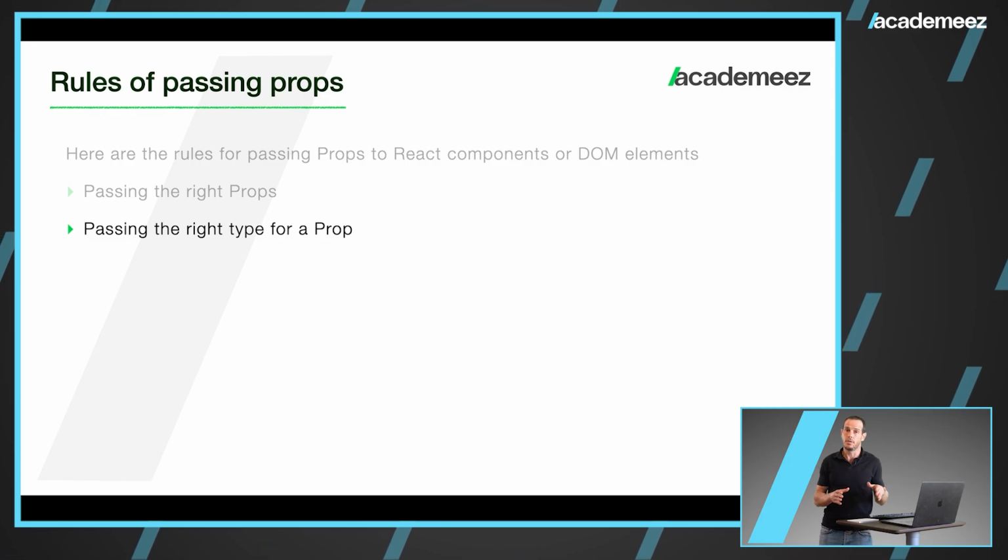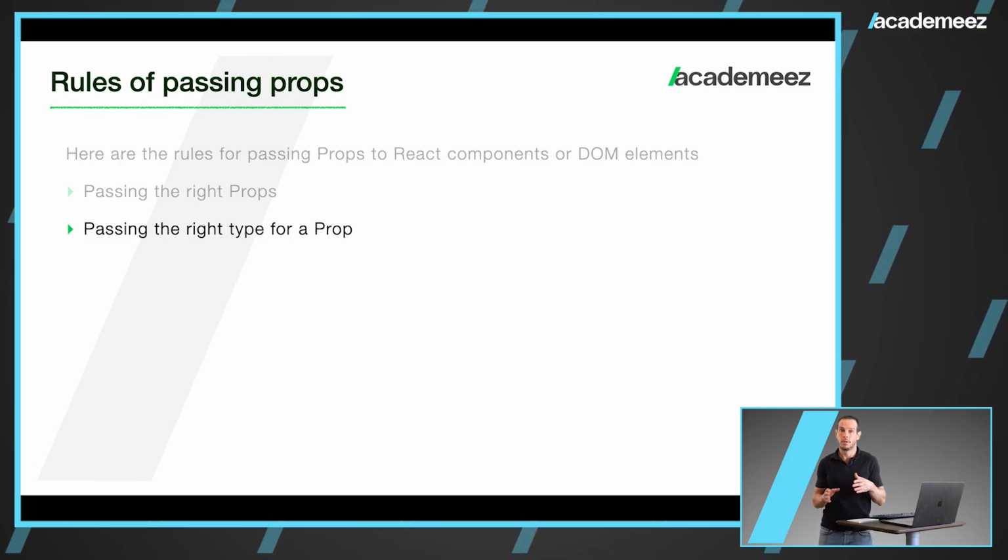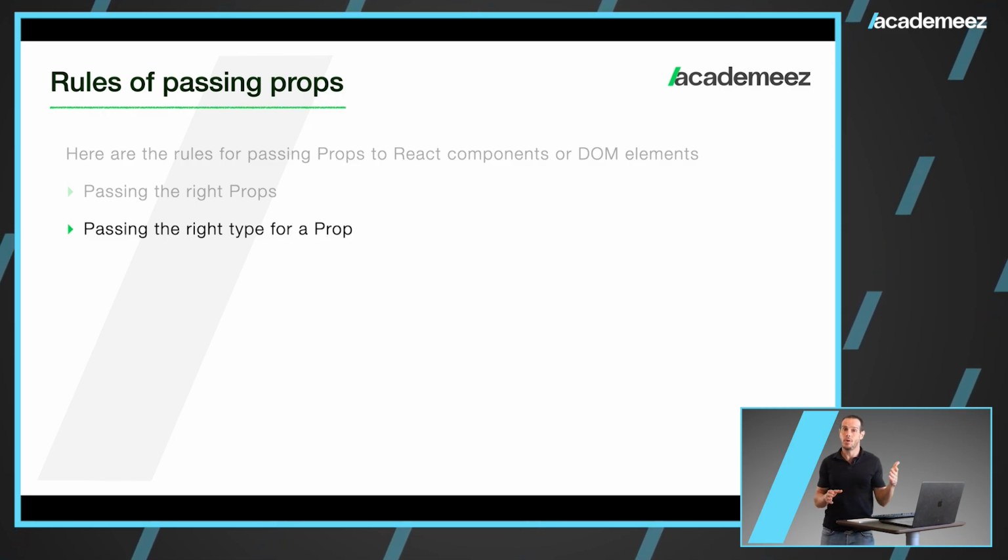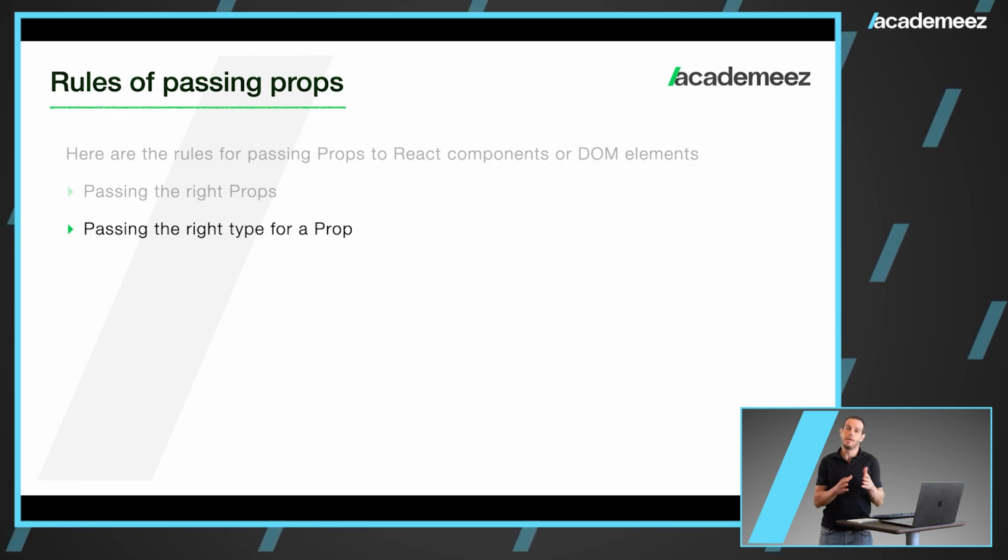The second thing you need to make sure that you're doing right is passing the right type for a prop. So if a component is expecting a prop of type string, obviously you cannot pass an object or a function. So you have to pass the right type to that prop.